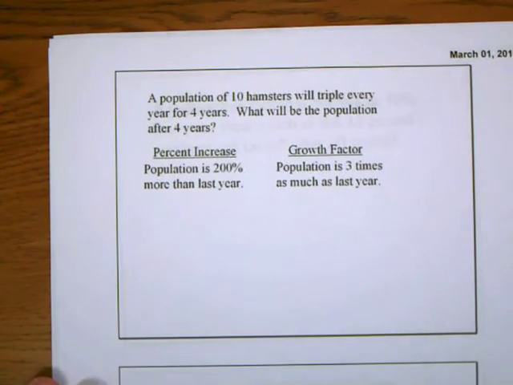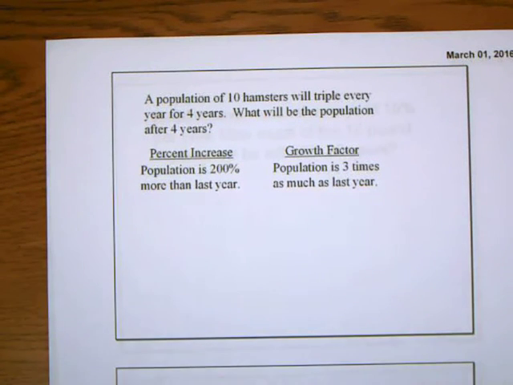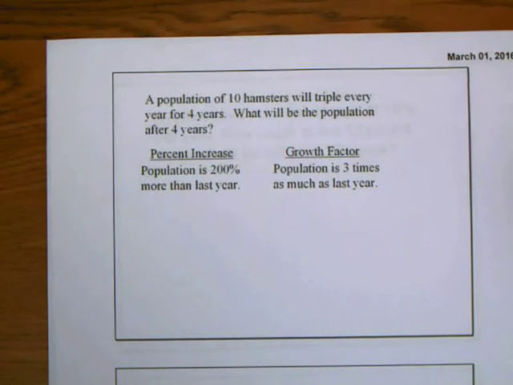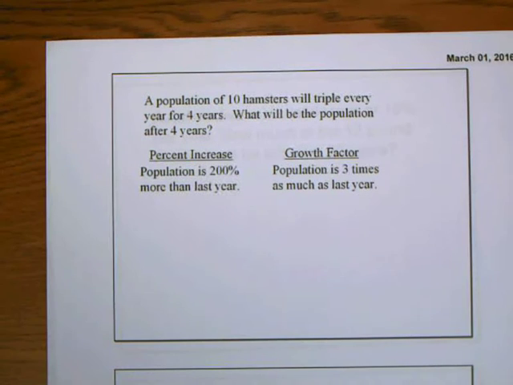All right. Sometimes they will try and trick you up the way that a problem is worded. If we are talking about percent increase or growth factor, these problems might be worded a little bit differently. So in this case, we have a few things that are worded all different ways, but all have the same answer. So if we read the first problem, a population of 10 hamsters will triple every year for 4 years. What will the population be after 4 years?